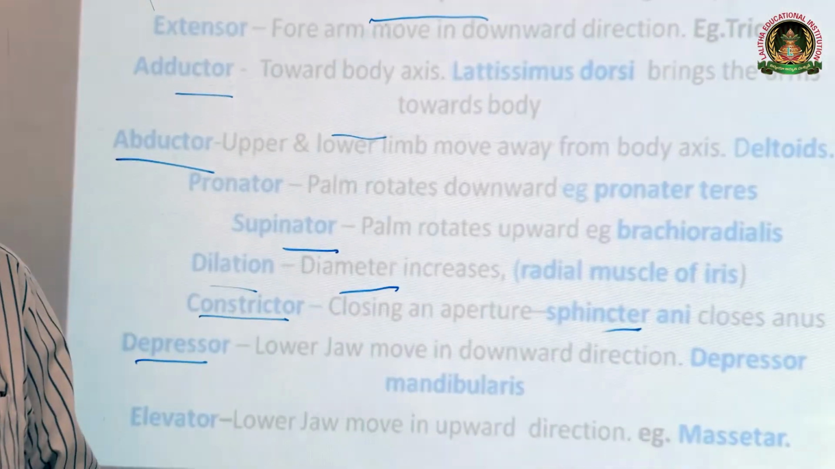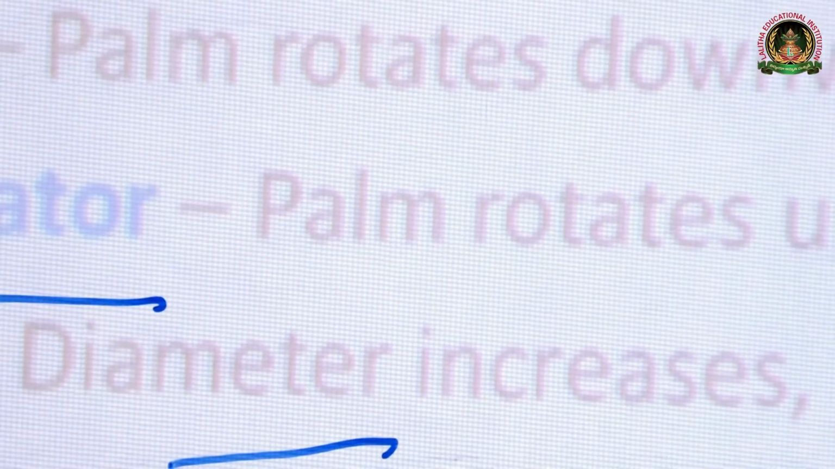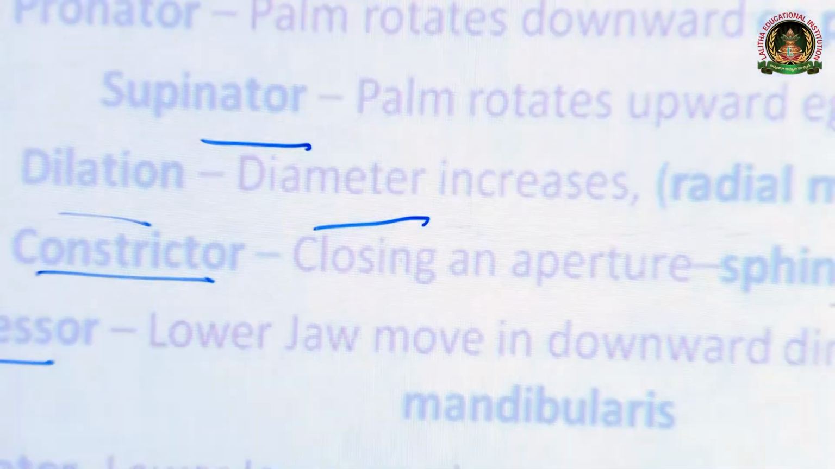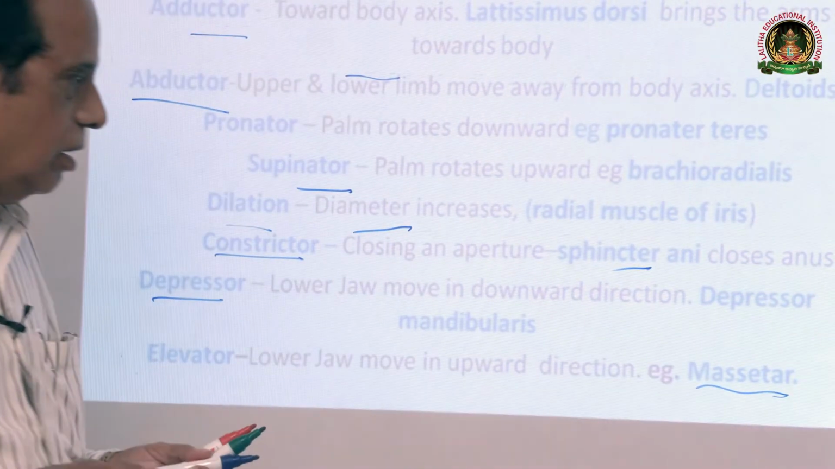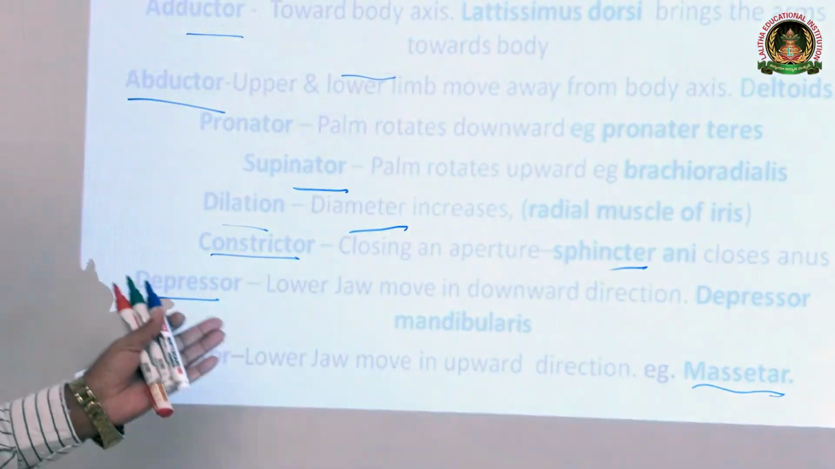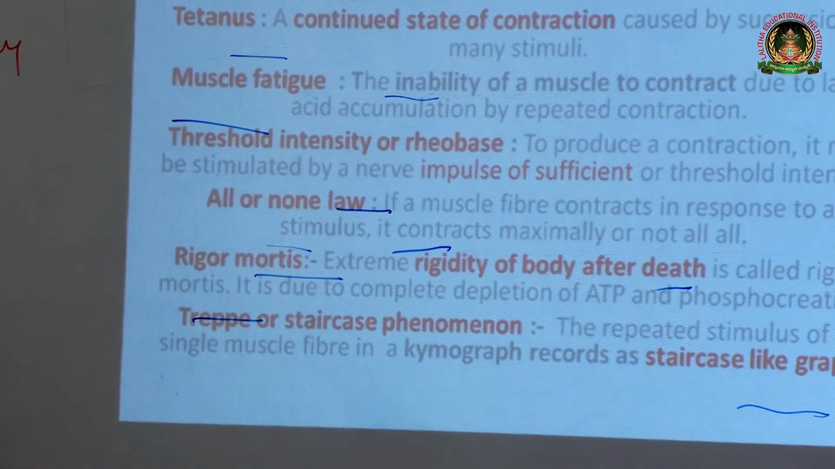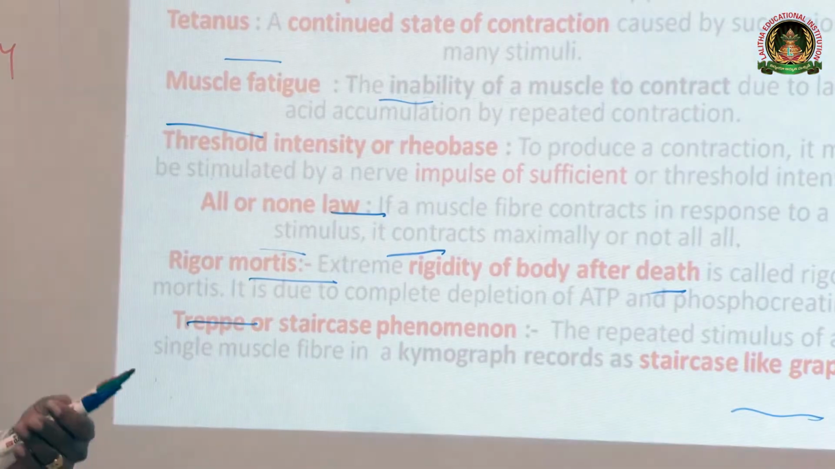And if you move the lower jaw upwards, this is elevator muscle. So, the lower jaw moves in an upward direction because of the masseter muscle, and of course, that is the strongest muscle. So, masseter is responsible for movement of the lower jaw upwards, whereas the downward movement is because of the depressor muscle.